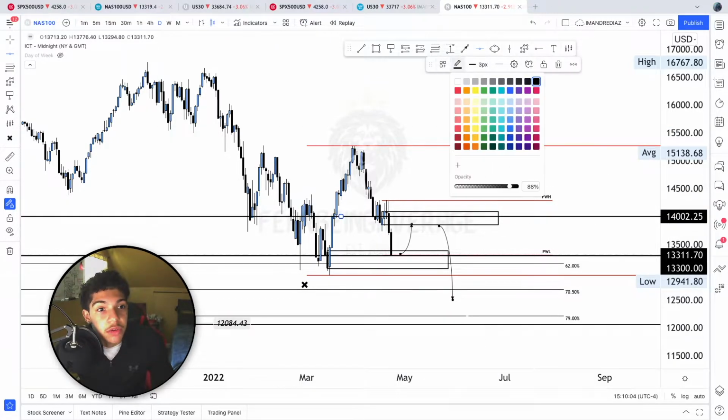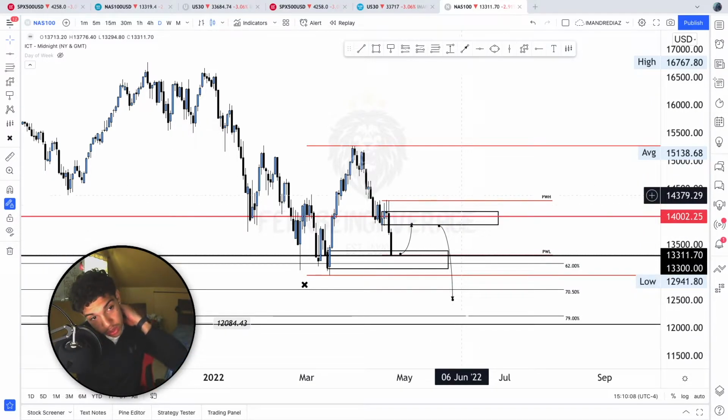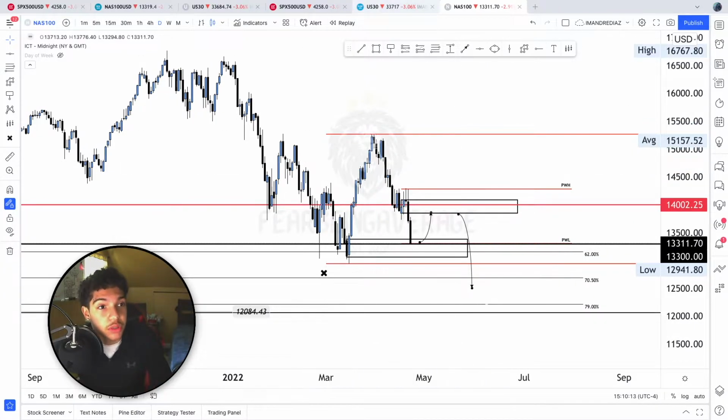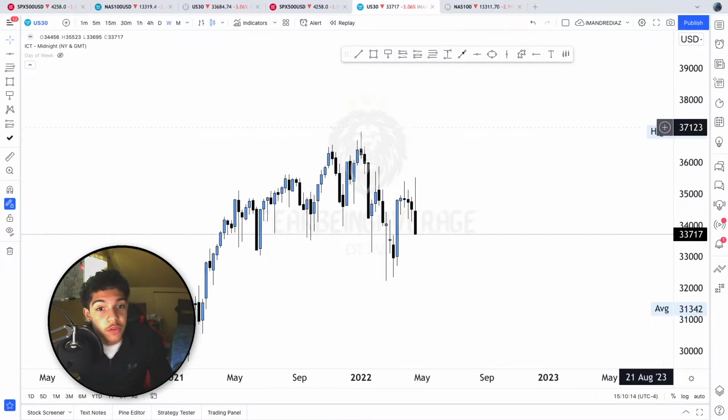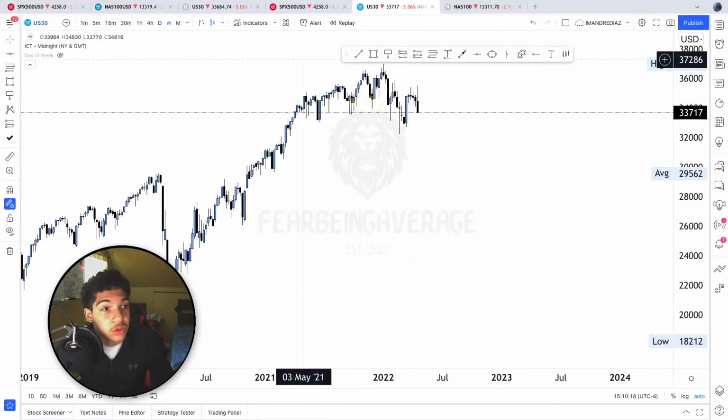Just right in here, make it red. Retracing it there, and then potentially just keep on going lower. So that's what we're going to be anticipating based off of the higher time frame. I am going to continue being bearish. And based off of US 30, a lot of the indexes are looking bearish right now. So we'll see what happens.